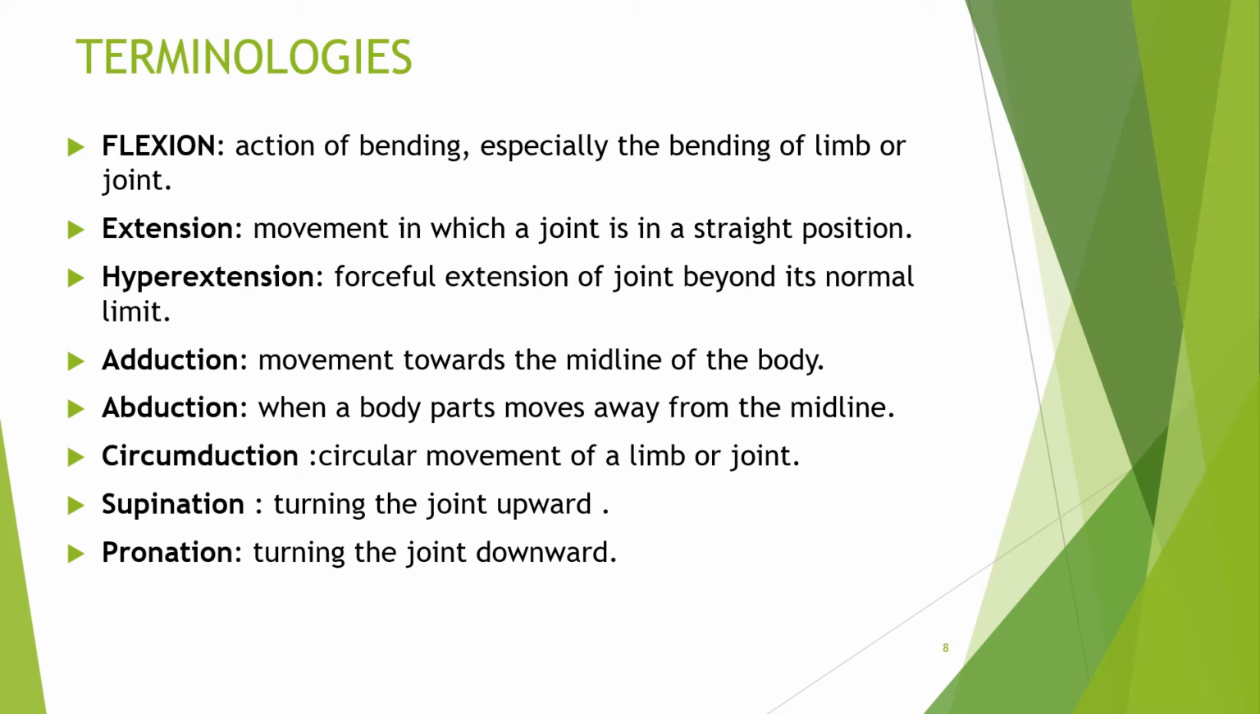Now we will see some terminology. There are different terms that define the movements of joints. First we have flexion. Flexion is the action of bending, especially the bending of a limb or joint. So in flexion, the angle between the joint and limb decreases. Extension is a movement in which the joint is in a straight position. Hyperextension is the forceful extension of a joint beyond its normal limit.